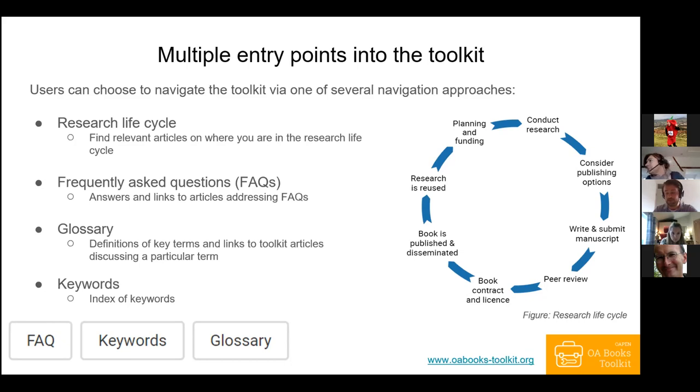Lastly, users can make use of a keyword index to search for articles and information on certain key terms, such as licensing, funding, or marketing. Selecting a keyword will then result in an overview of all the articles within the toolkit that make mention of the given keyword.